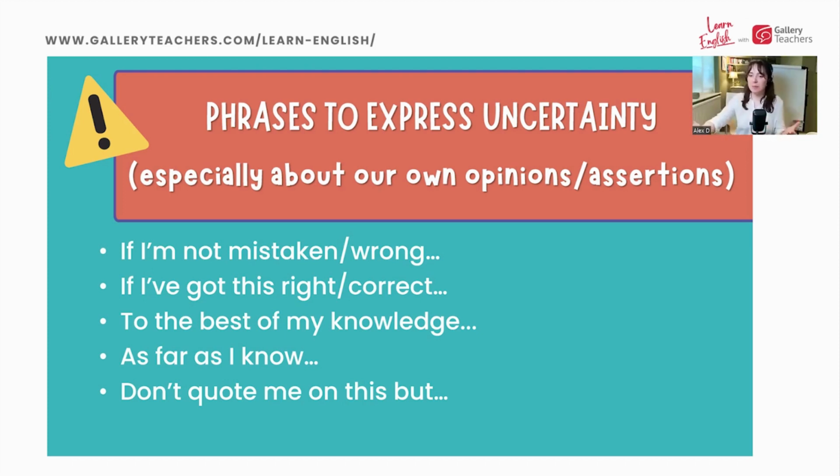So if I'm saying to someone, it will rain tomorrow, I want to express that uncertainty, right? Because I don't have all of the information. We can do it this way. If I'm not mistaken, or if I'm not wrong, for example, it will rain tomorrow. Notice these are great sentence starters. If I've got this right, or if I've got this correct, one of my favorites, to the best of my knowledge. Okay, to the best of my knowledge, it will rain tomorrow.